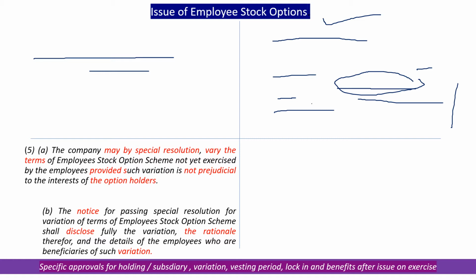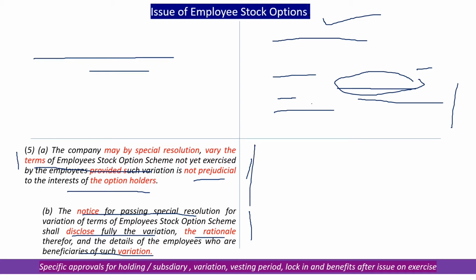The company may by special resolution once again vary the stock option terms, provided it is not exercised. Till the employee doesn't exercise, the terms could be varied by the company. But it should not be prejudicial to the interest of the option holder. Maybe it is for the sake of operational convenience. And such variation has to be with a notice for passing of resolution of variation.